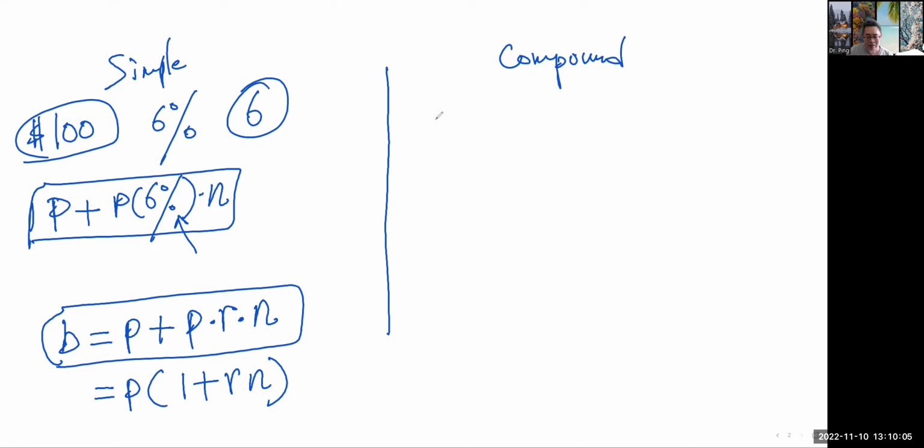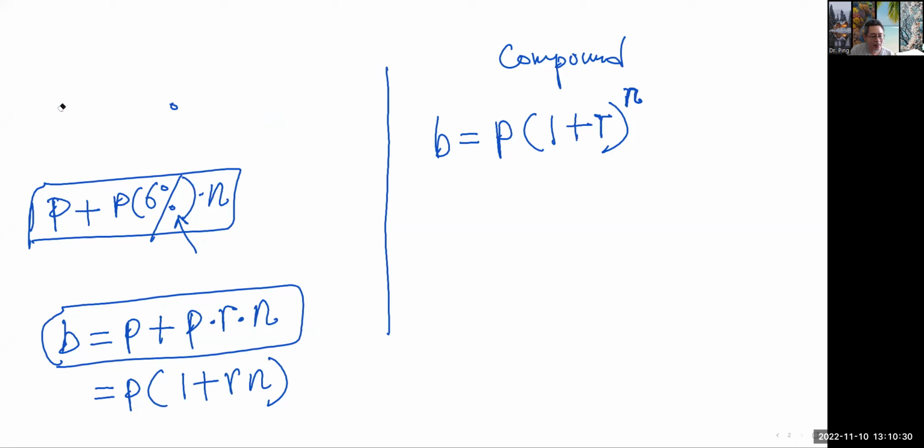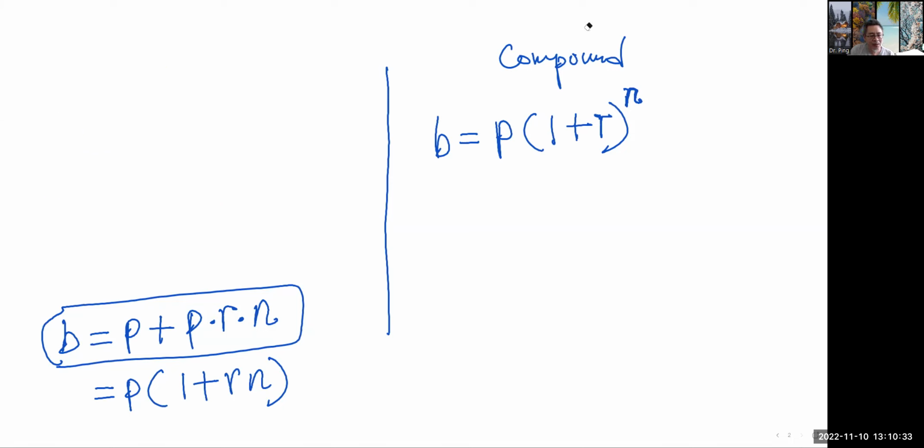Now, compound interest is a little different. For compound interest, the formula is B equals the principal times (1 plus R), where R is the interest rate, raised to the number of years N. Now it becomes an exponent, so that's the difference. We can rewrite them to compare. One is P(1 plus Rn), where the number of years is multiplied by the rate. For compound, the n is an exponent.